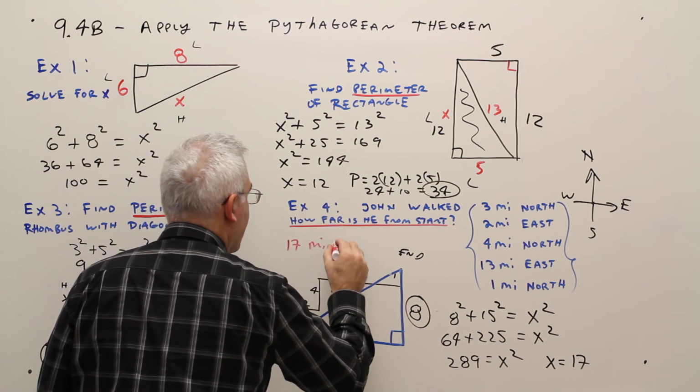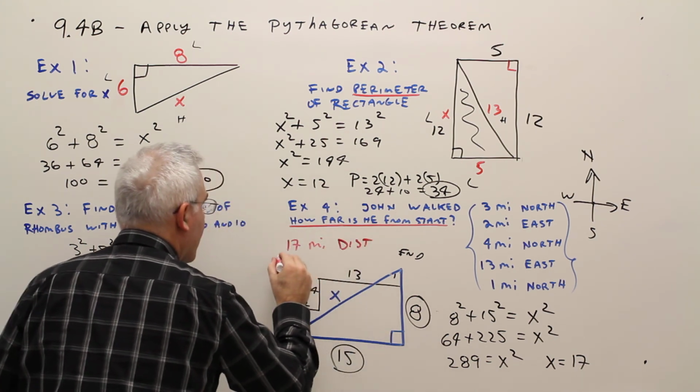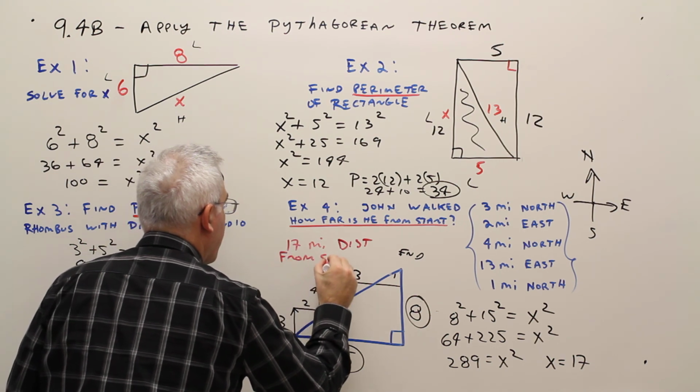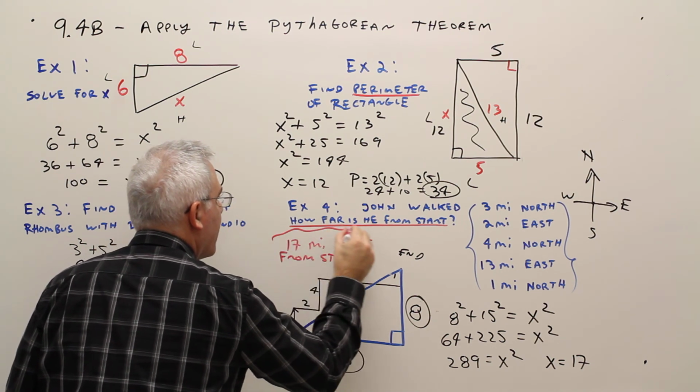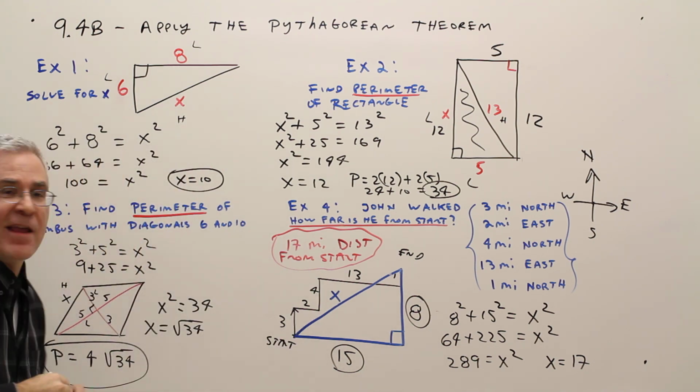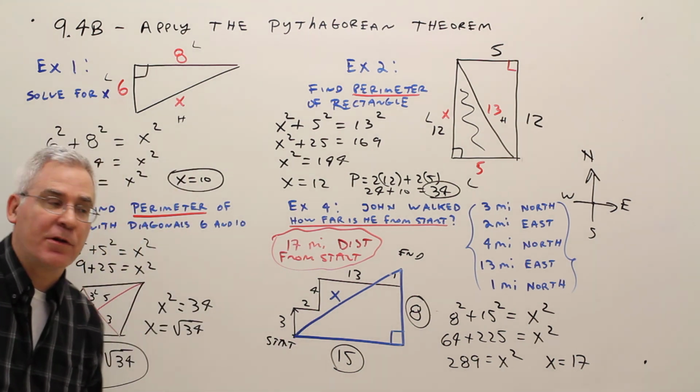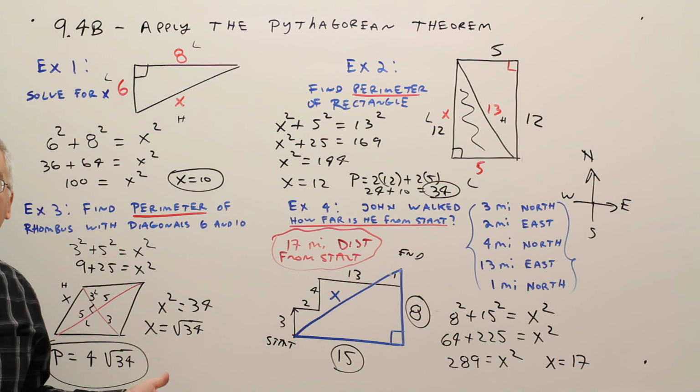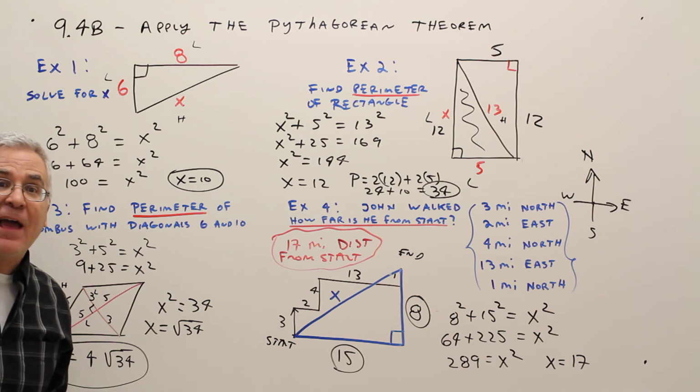17 miles distance from the start. Again, always make sure you answer the question. So there you have it. 4 examples on applying the Pythagorean Theorem.